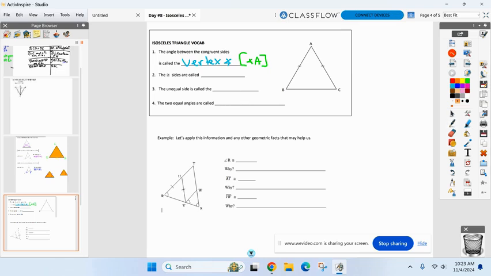Anybody know what the two congruent sides are called in an isosceles triangle? Legs. Yep, they're called the legs. The unequal side, the outcast. Maybe some of you could relate to that one. Anybody know what that one's called? I'm not a big fan of this name, but it is what it is.